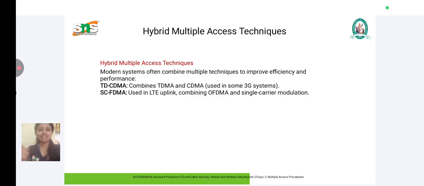Hope you understand clearly about the multiple access procedures through telephony in mobile computing.